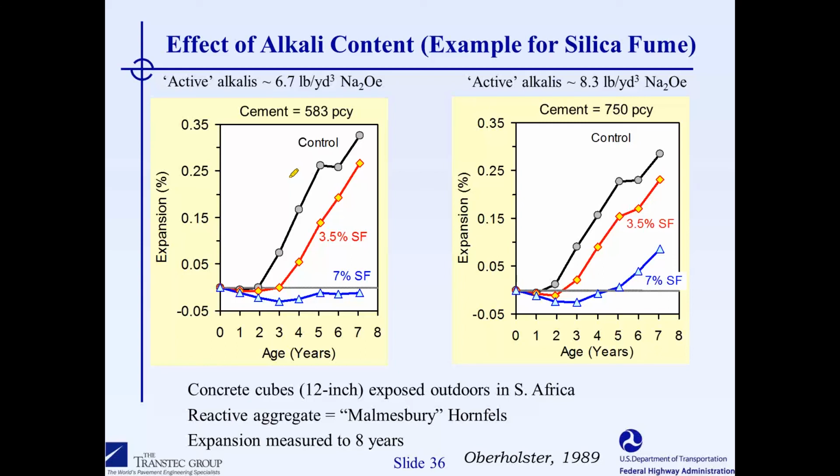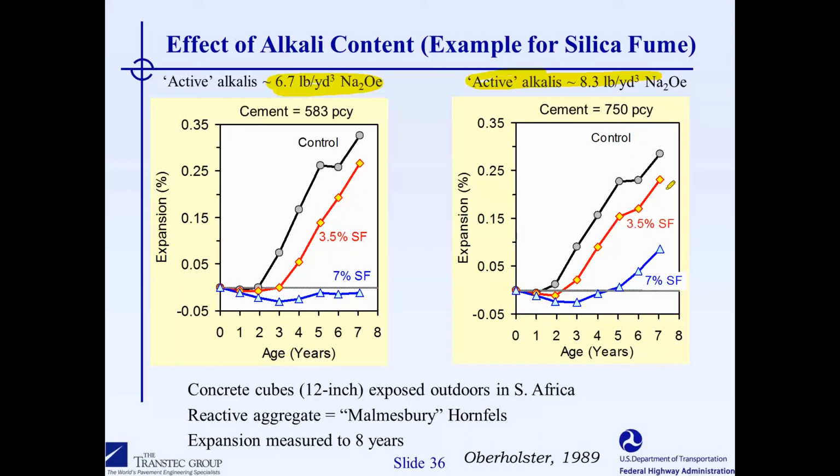We're going to use silica fume as an example of the effect of the alkali content in the concrete. And what we have here are two graphs with different levels of alkali. Here we have an active alkali content of less than 7 pounds, and here we have one of over 8 pounds. So an increase in alkali content as I go from the left to the right-hand slide.